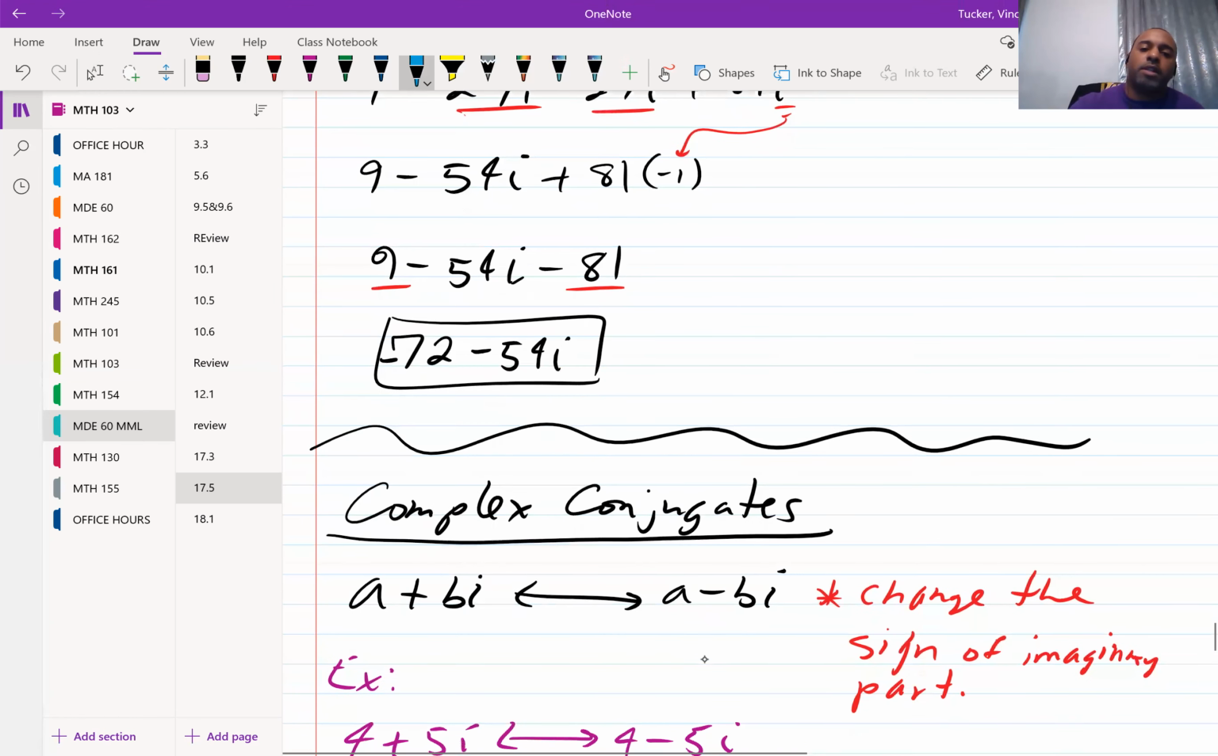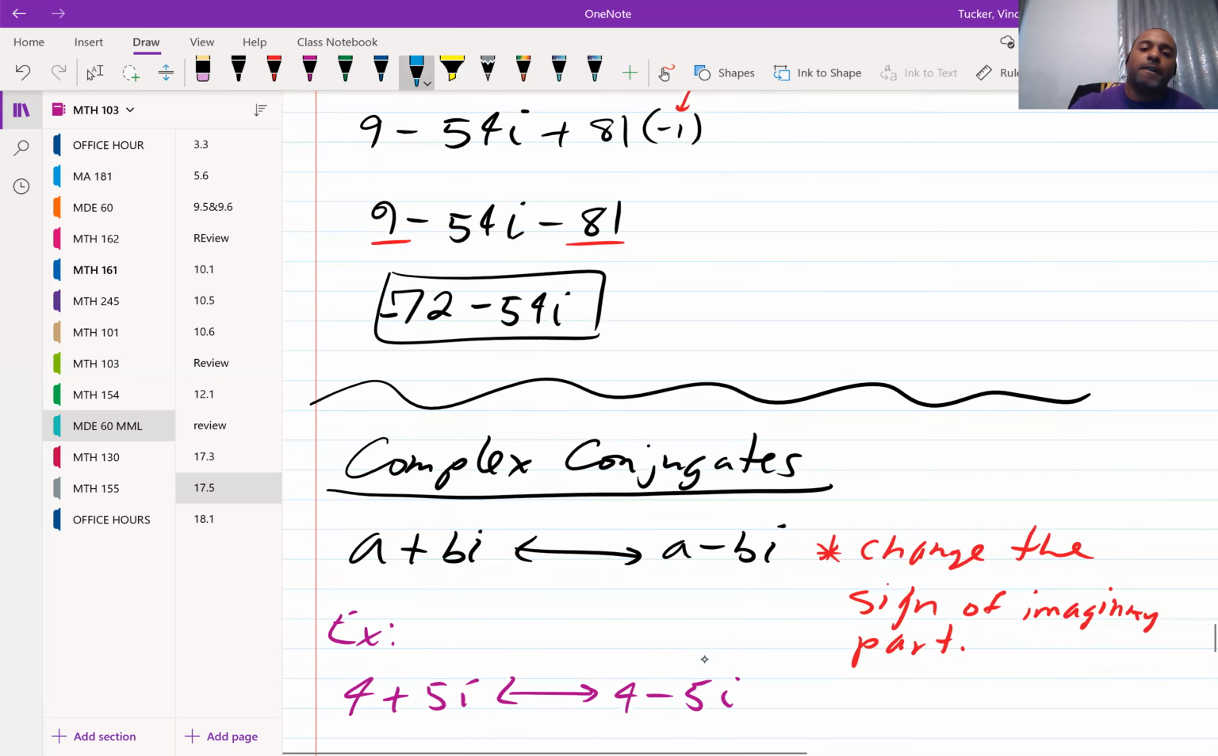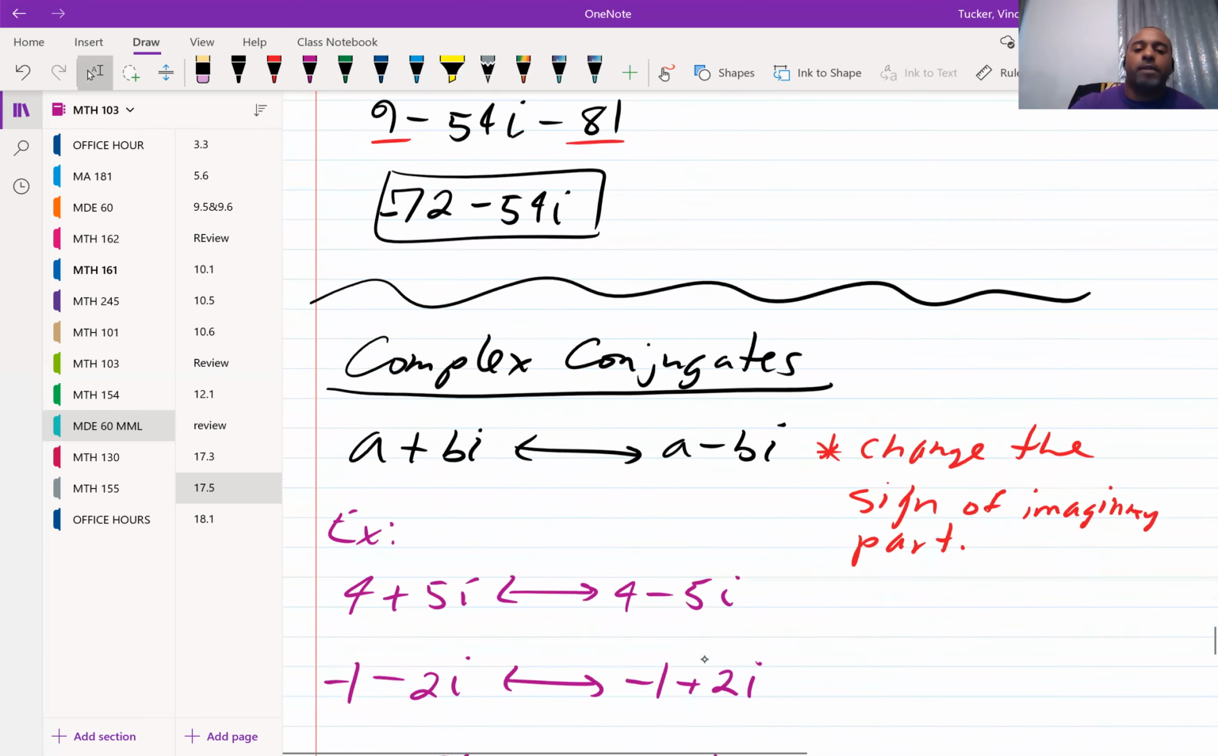Everybody still holding on to the last example? All right.